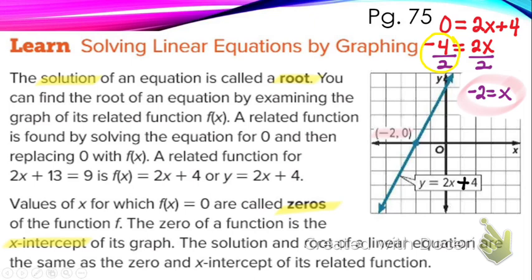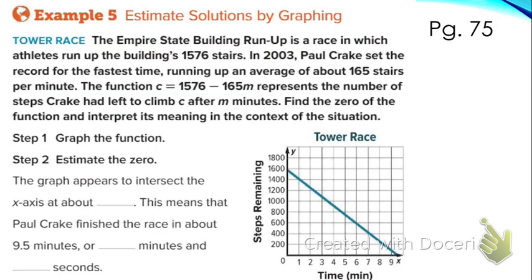Okay, so I just wanted to reiterate that there are 2 different ways to find your solution. Solution, root, 0, x-intercept. Same answer, -2. All right, so let's look at example 5, which is on page 76. And let's analyze this graph to find our solution.